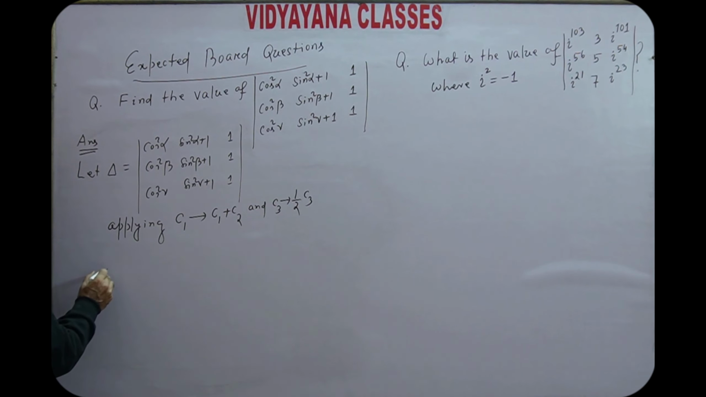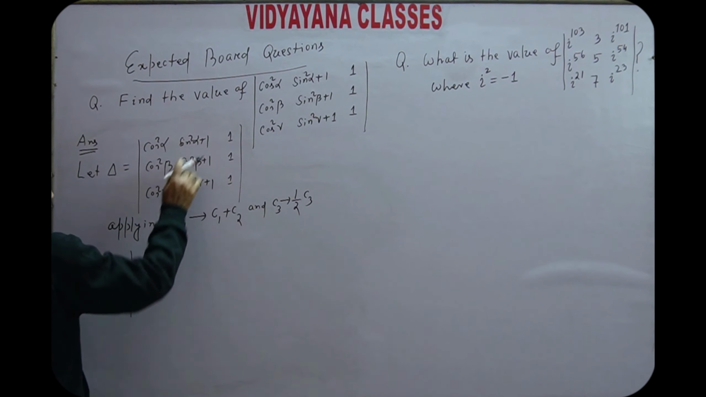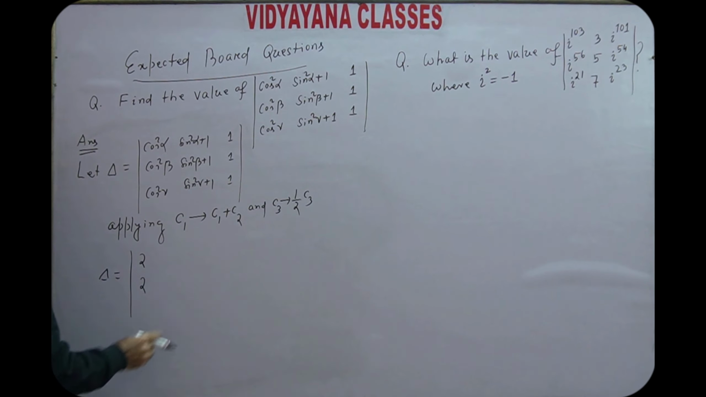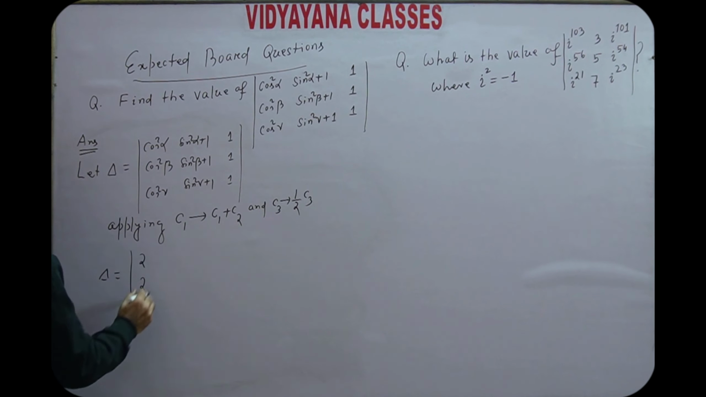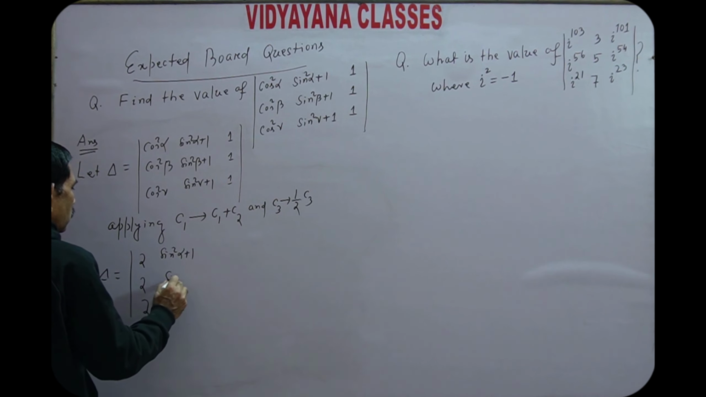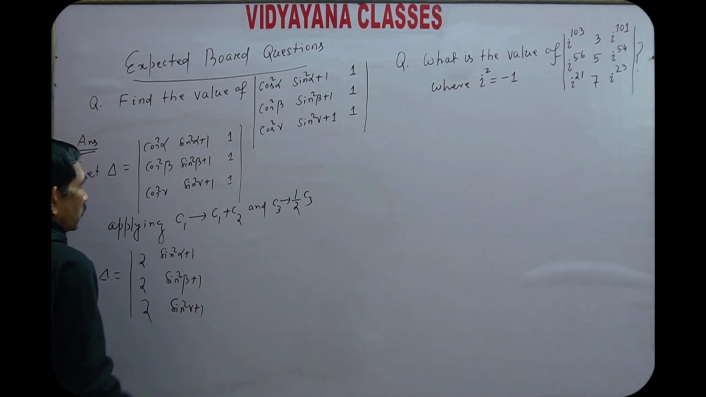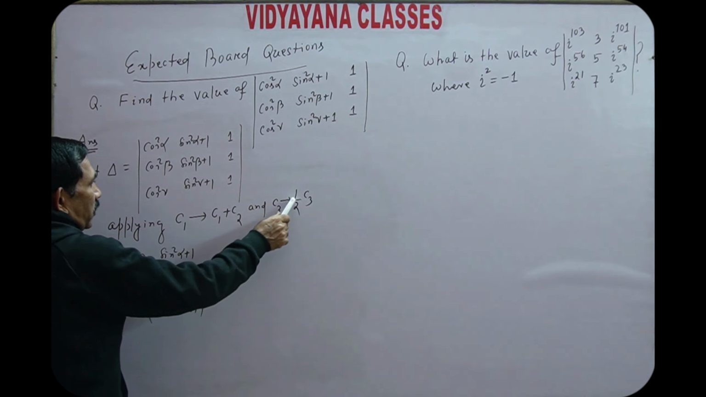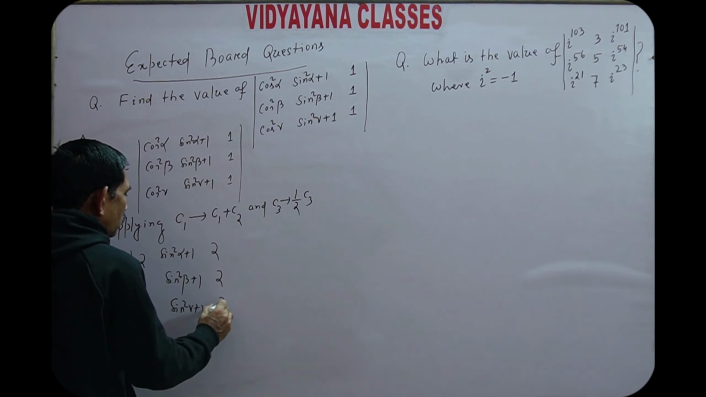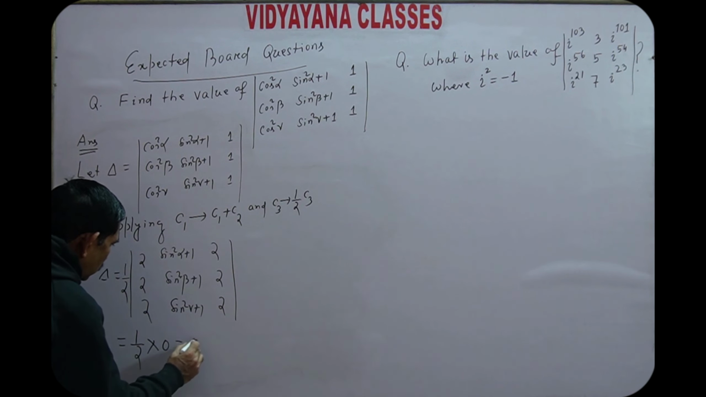So the determinant will be sin square plus cos square plus 1, that is equal to 2. Sin square beta plus cos square beta plus 1, that is equal to 2. Sin square gamma plus cos square gamma plus 1, that is equal to 2. Sin square alpha plus 1, sin square beta plus 1, sin square gamma plus 1. C3 is replaced by 1 by 2 C3. So half of 2, 2, 2, which is same as half into 0, that is equal to 0.